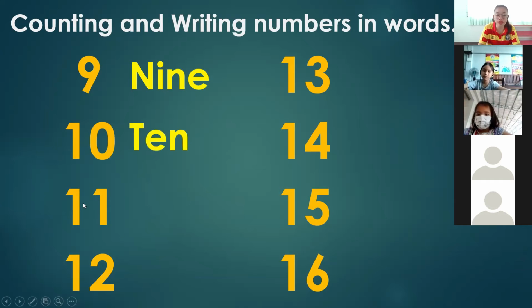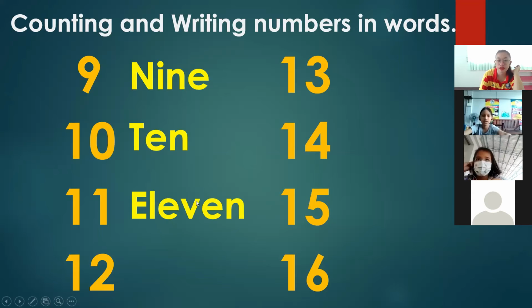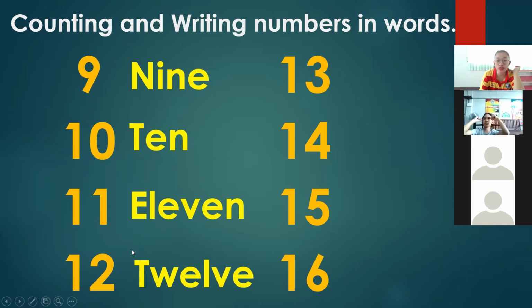11. Okay. 11. How do we spell 11? ELEVEN. Very good. ELEVEN. Very good. Next is number 12. How do we spell 12? So we spell 12 as TWELVE. Okay, that's 12. Okay, next.